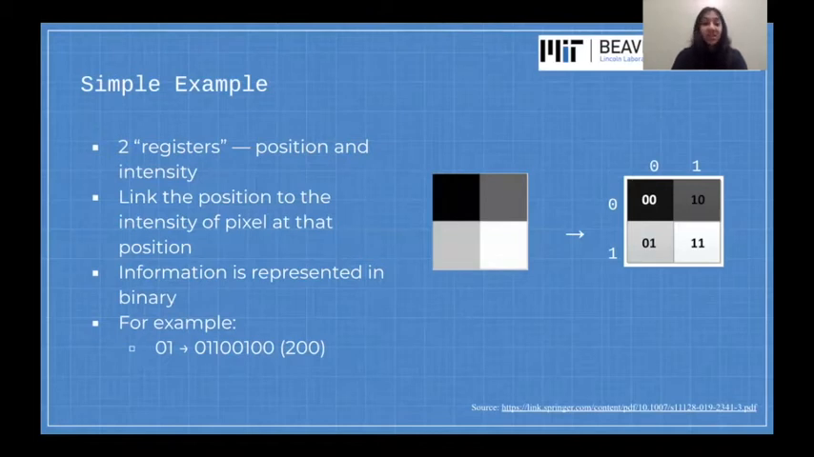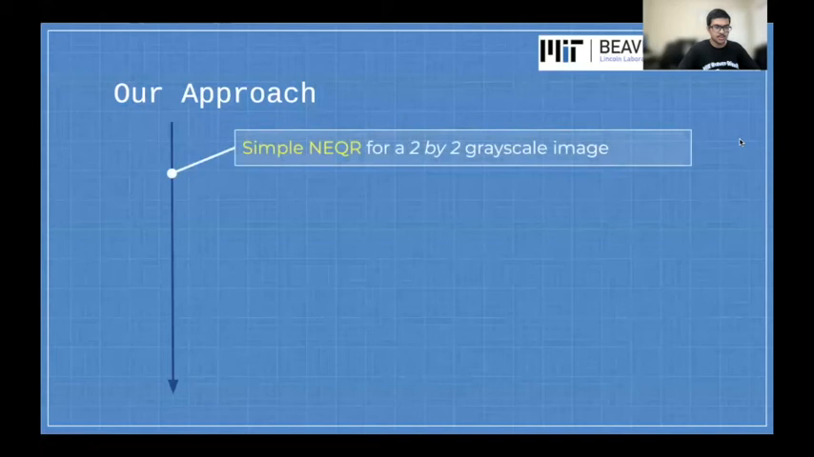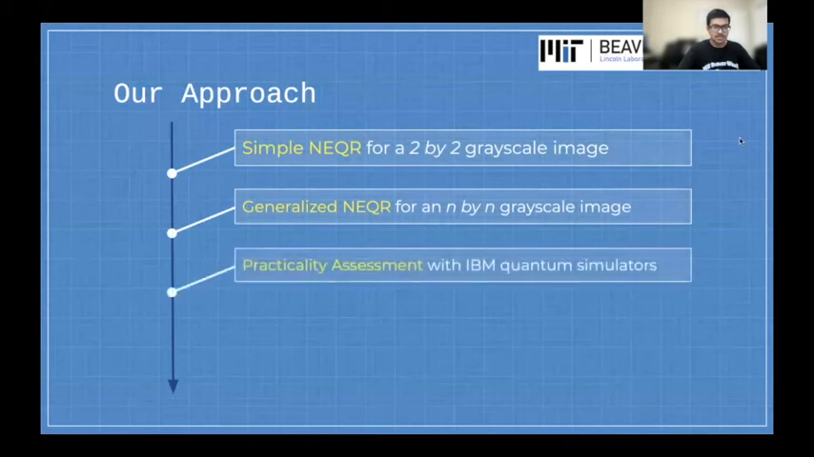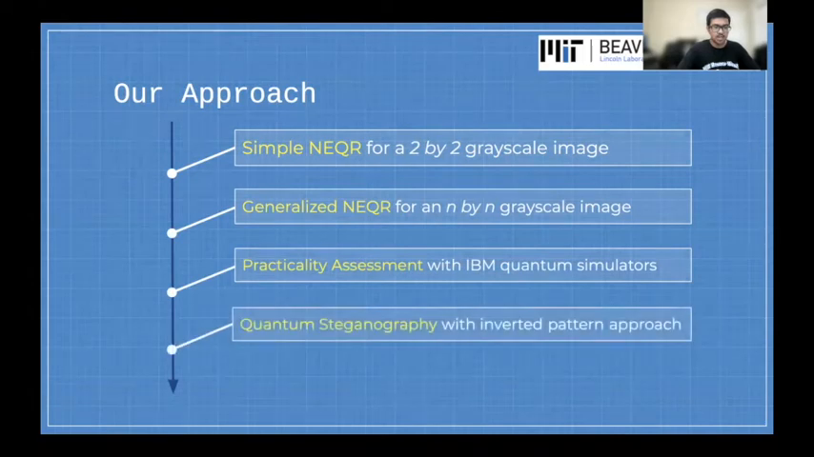so the index register or position register will be in that state. We know that the number 200 represents the color or intensity of that shade of gray, so the intensity register will represent 200 in binary. The two registers are connected in the sense that anytime we look for the 0, 1 location, we will always get the correct pixel intensity of 200. This is a principle called entanglement. This process is repeated for every pixel until the entire image is processed. In our approach, we first implemented the NEQR algorithm in Qiskit. Then we generalized our program to an n-by-n grayscale image. Next, we assessed the practicality of NEQR, and we finally explored its application in quantum steganography.